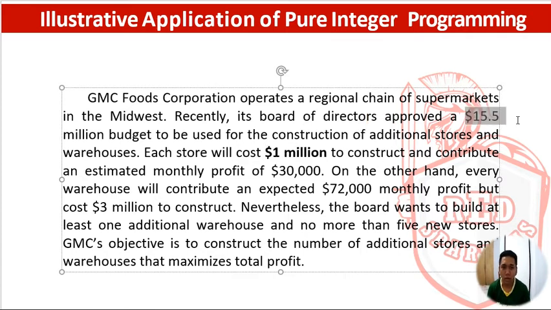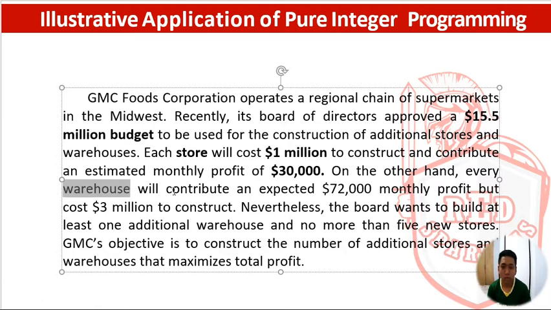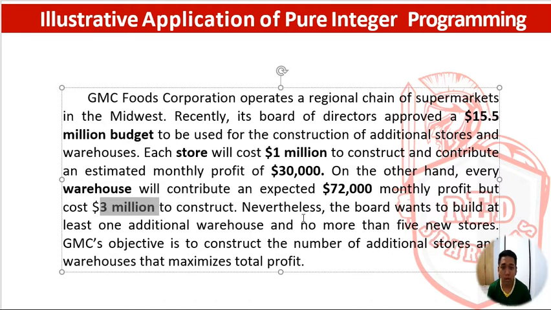Palakihin natin siya para hindi natin makalimutan. To construct and contribute an estimated monthly profit of $30,000 ang profit daw. On the other hand, every warehouse, yung store, 1 million daw ang cost, ang profit ay 30,000. Yung warehouse daw, ang kanya daw magiging profit ay 72,000, pero makaka-cost daw siya ng 3 million. Yun yung ating mga values.